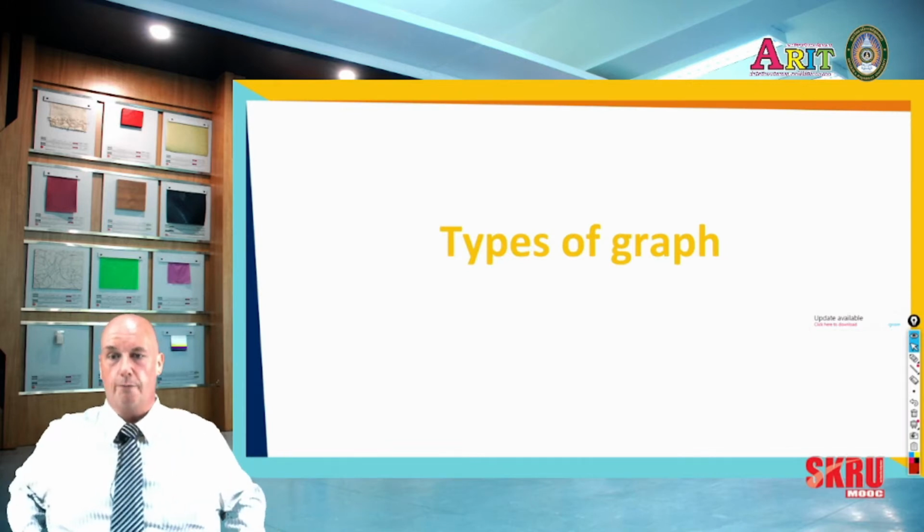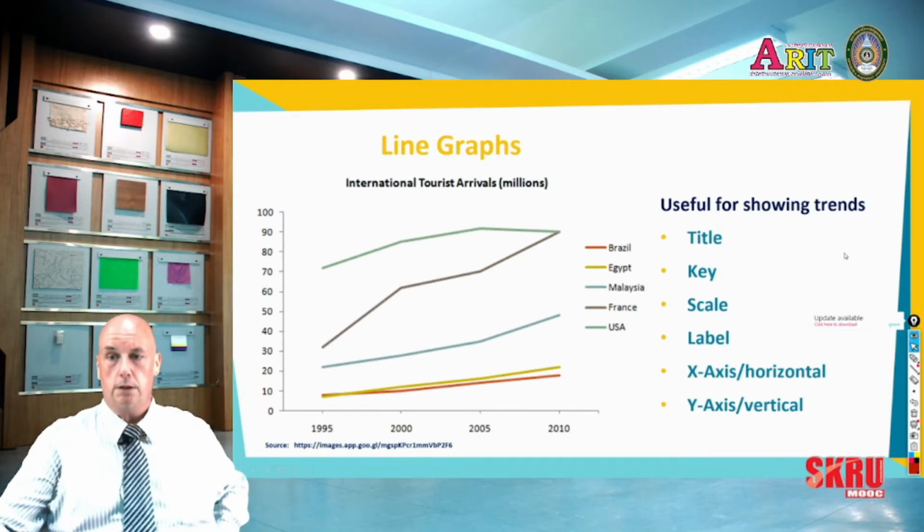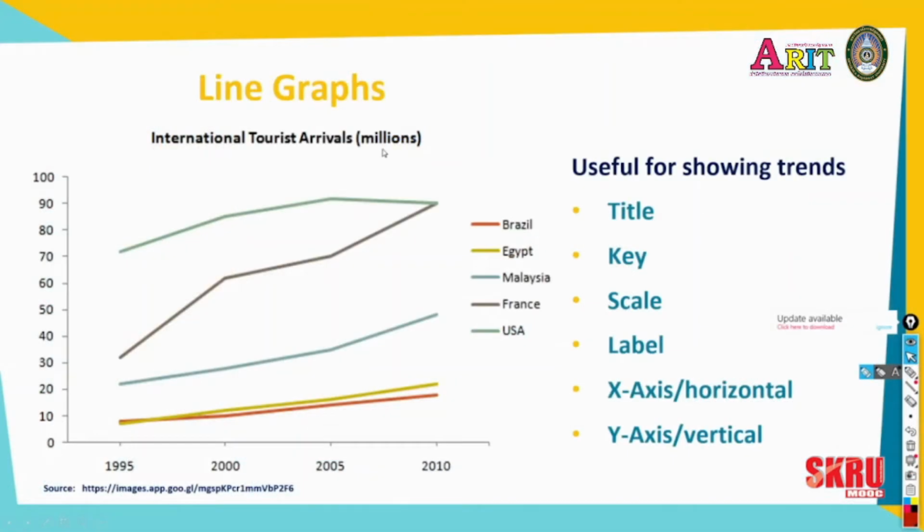So, let's start off by looking at some of the types of graph. One of the most common graphs you'll come across are line graphs, like the one here on screen, which shows international tourist arrivals in the millions. Some of the key information that you'll find on a chart like this: the title. So the title tells you what the graph's about. The key, that explains what the information means. So this is the key here. Tells you the countries which each colour represents.